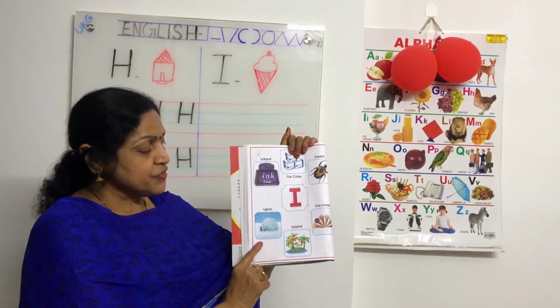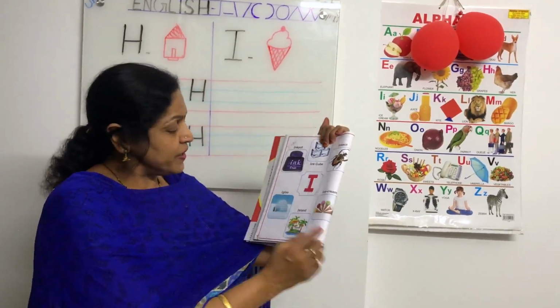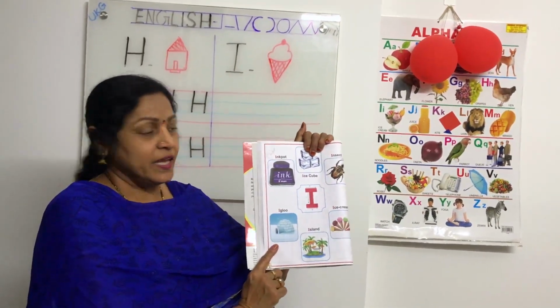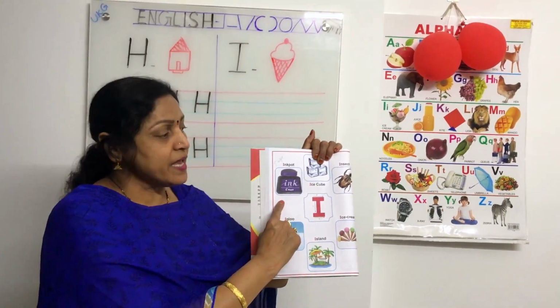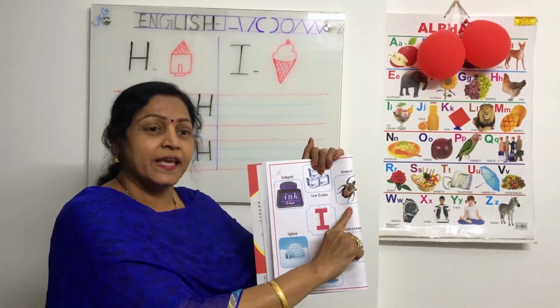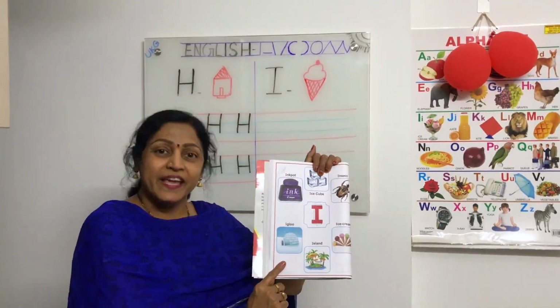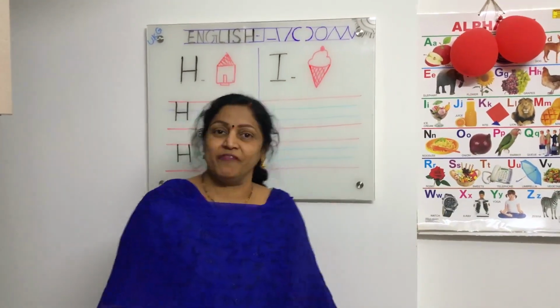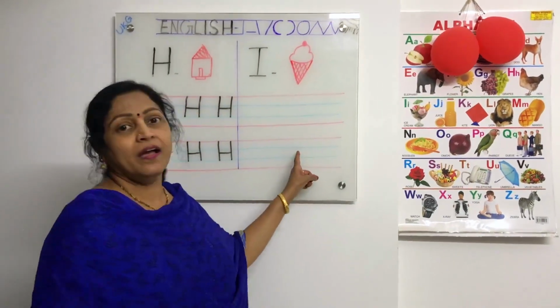Insect. I is for igloo. Igloo. I is for ink. Ink. I is for insect. Insect. I is for igloo. Igloo. Now I will show you how to write the letter I on the lines.